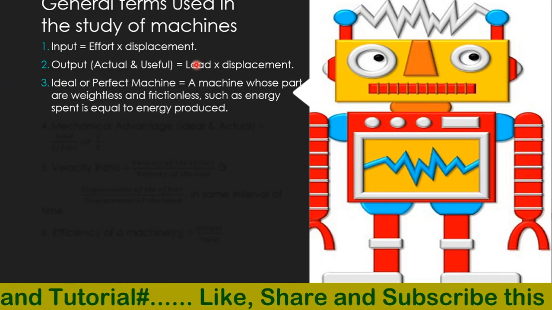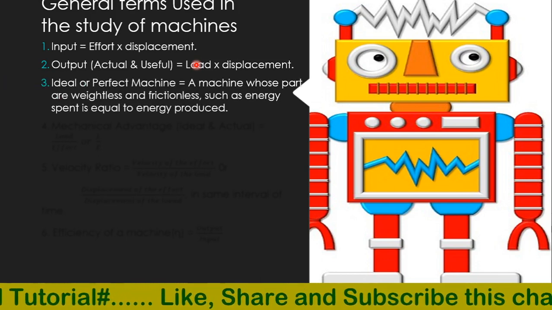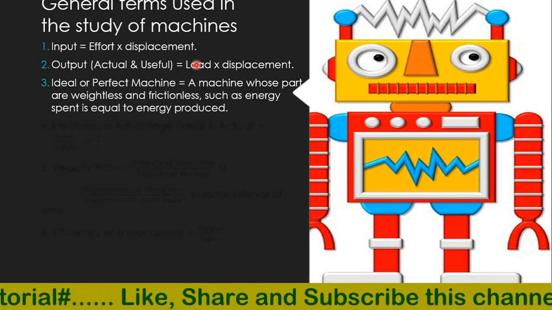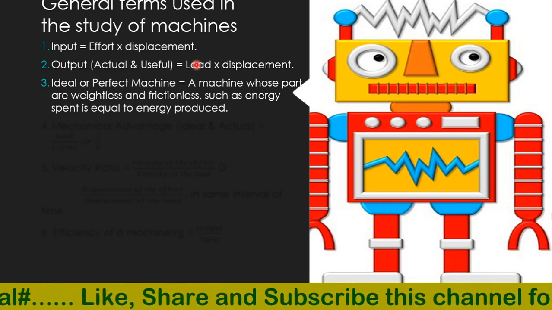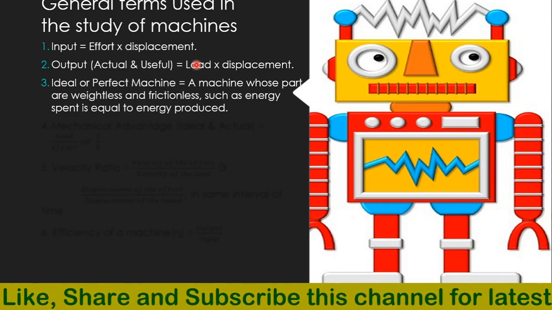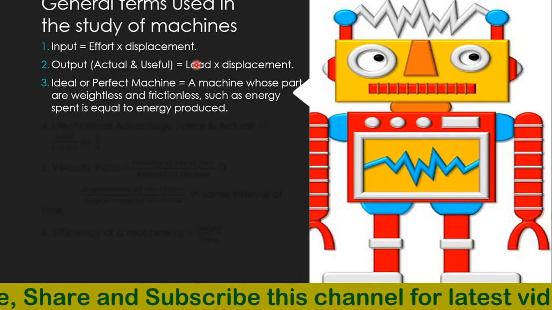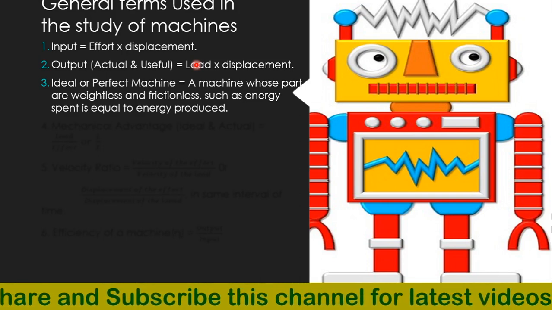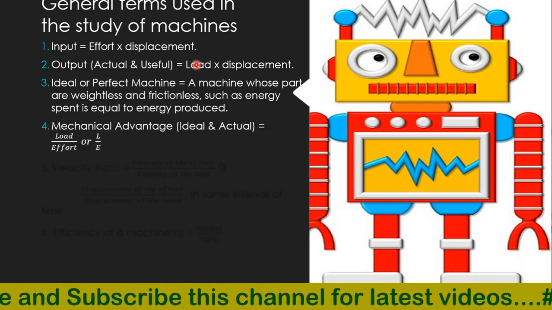Then we have the ideal or perfect machine. What is an ideal or perfect machine? A machine whose parts are weightless and frictionless, such that the energy spent is equal to the energy produced. So we can say input is equal to output.